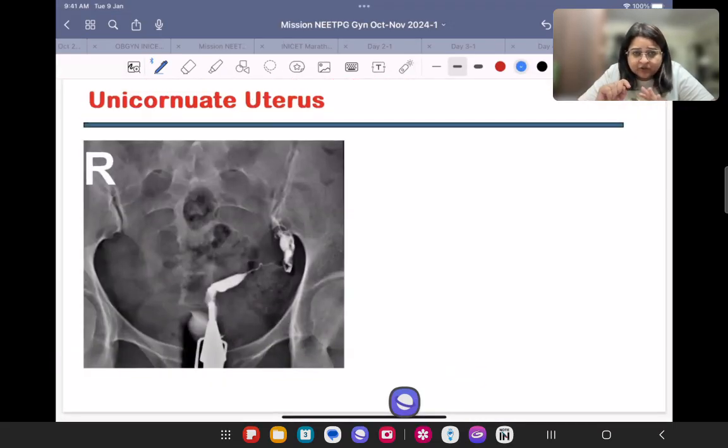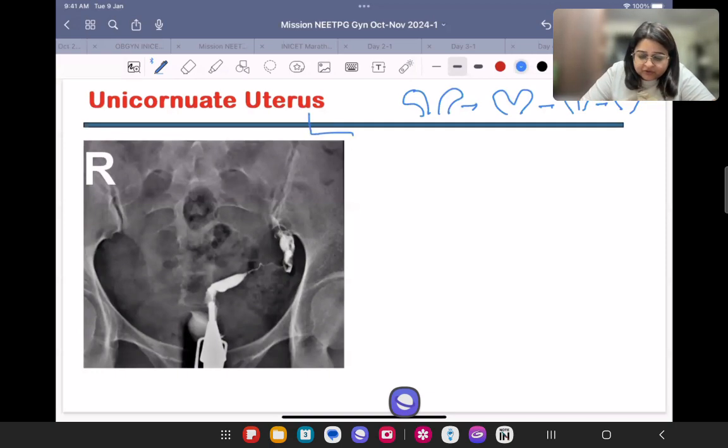Now we come to unicornuate uterus. So we know there are two Mullerian ducts. Both fuse, and when they fuse, they come together. Initially, it looks like this, then it looks like this, and then it looks like this. So different anomalies are based on problems in this fusion.